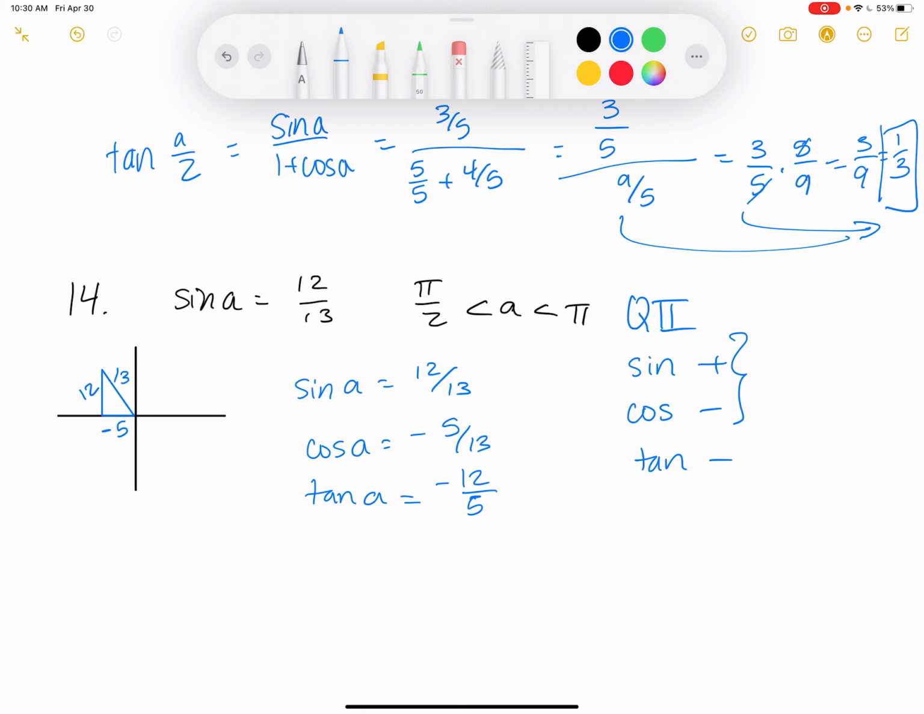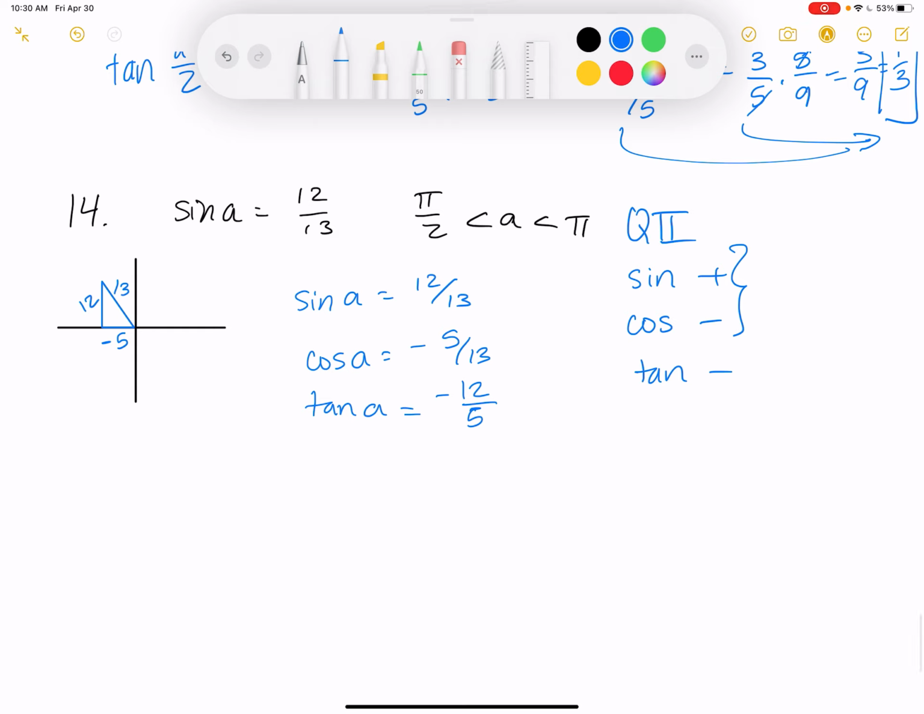All right, so sine of A over 2. And this one, remember, it's going to be positive. Square root of 1 minus cosine of A over 2. Cosine of A over 2 is the square root of 1 minus cosine of A over 2. So square root of 1 minus, well, plus 5 over 13, over 2.